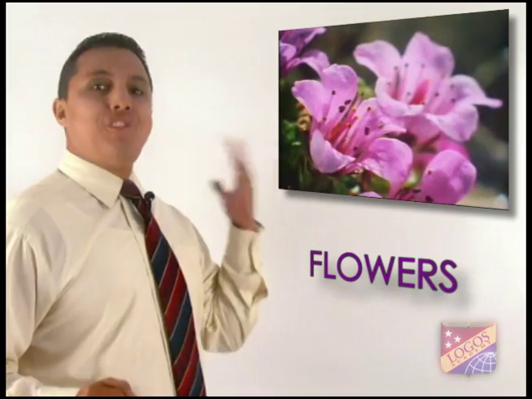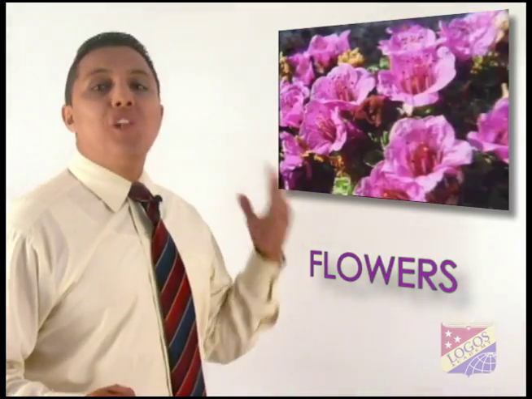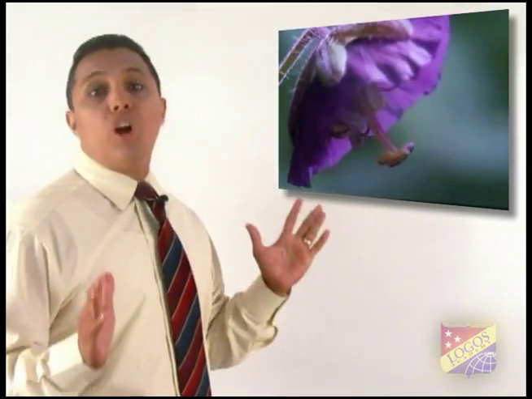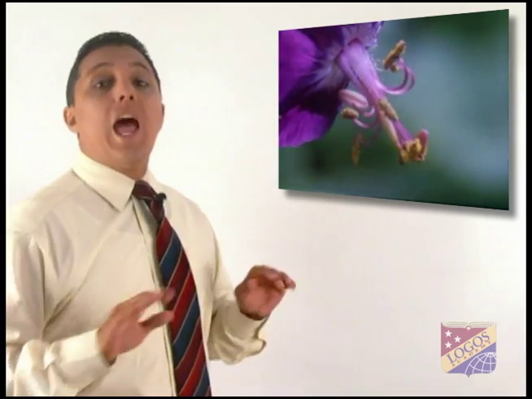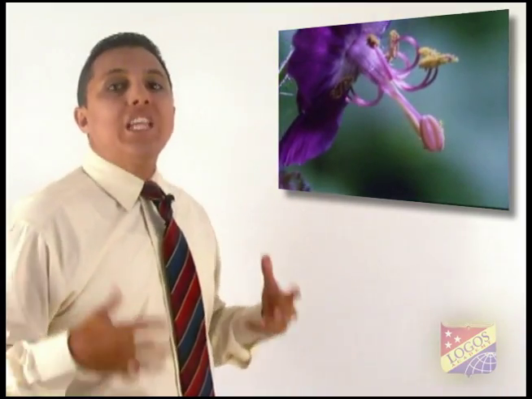Finally, we have the flowers. Flowers are the reproductive part of most plants. Flowers contain pollen and tiny eggs called ovules. After pollination of the flower and fertilization, the ovule develops into fruit. Those are the parts of these beautiful living things.